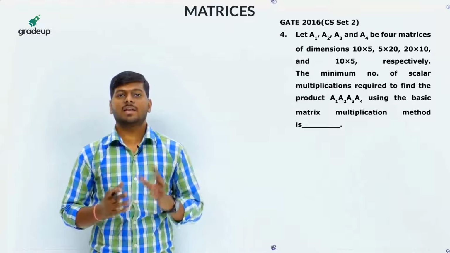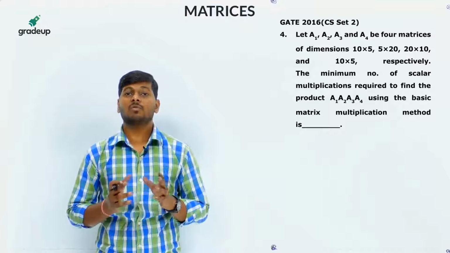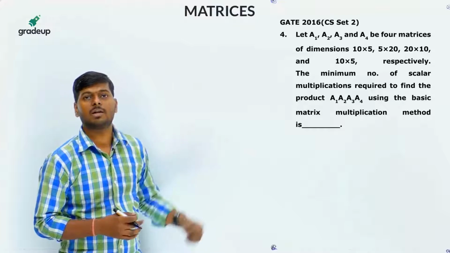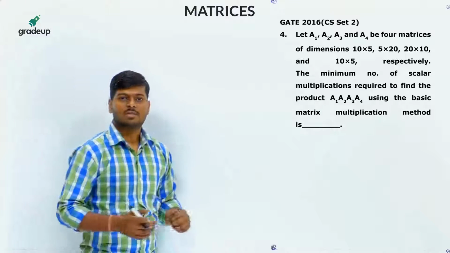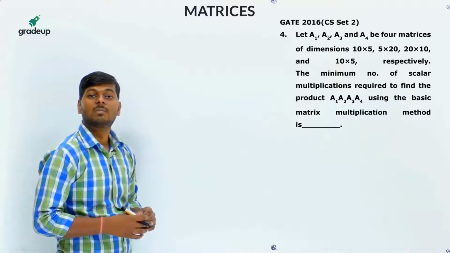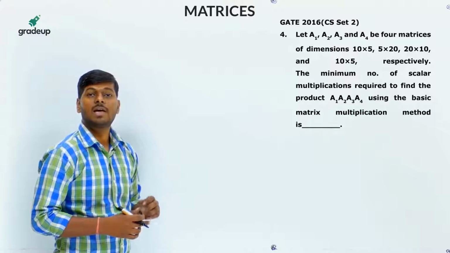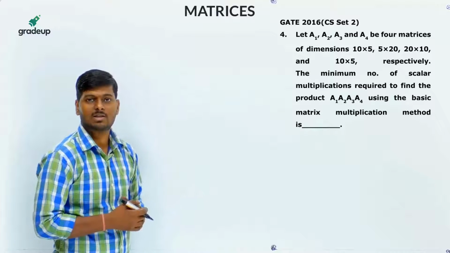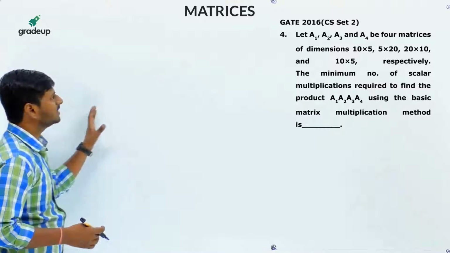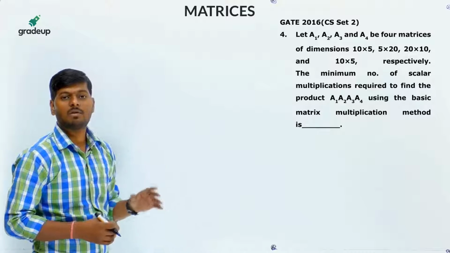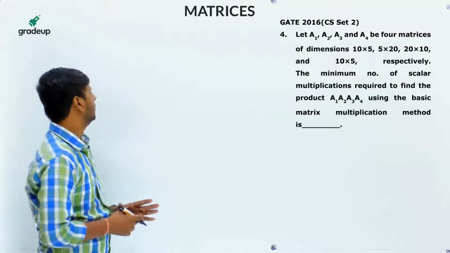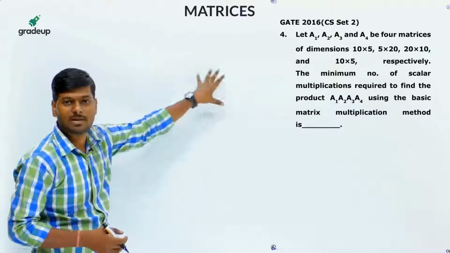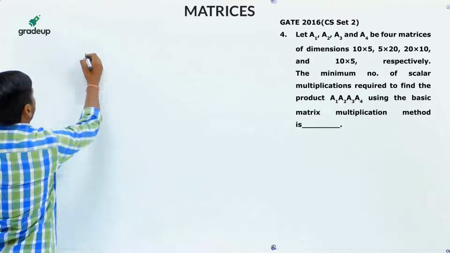The question is, let A1, A2, A3 and A4 be 4 matrices of dimensions 10 into 5, 5 into 20, 20 into 10 and 10 into 5 respectively. The minimum number of scalar multiplications required to find the product A1, A2, A3, A4 using the basic matrix multiplication method is. What the question is asking here is the minimum number of multiplications required for determining the product of these 4 matrices, with the order of the matrices given.